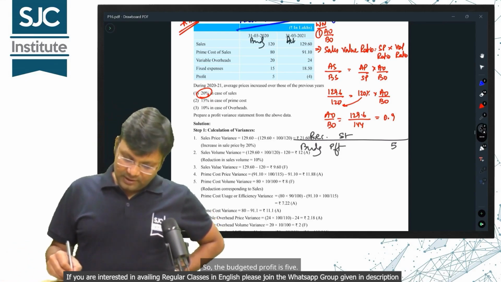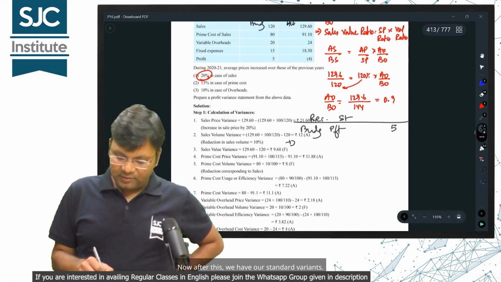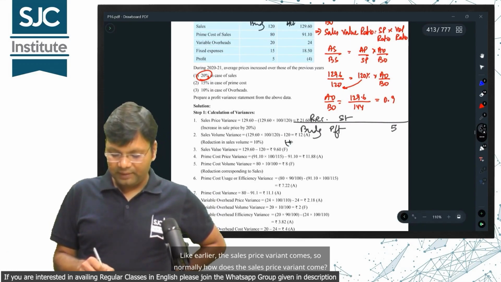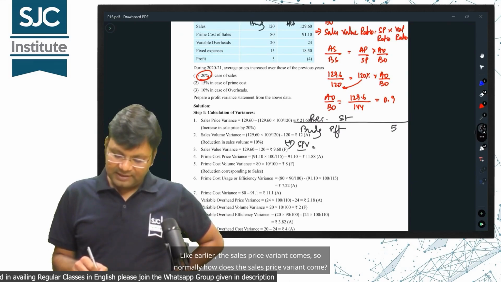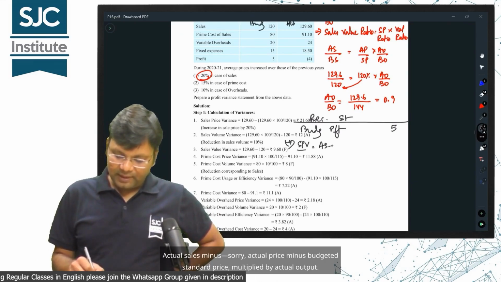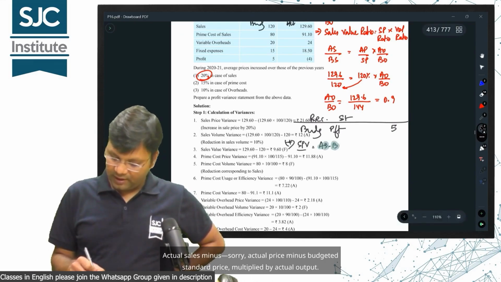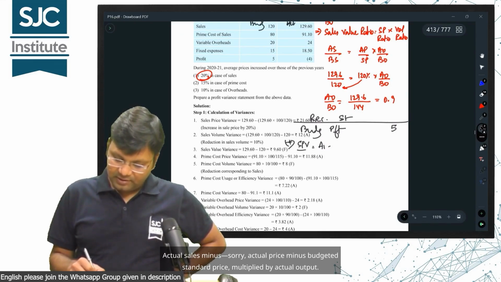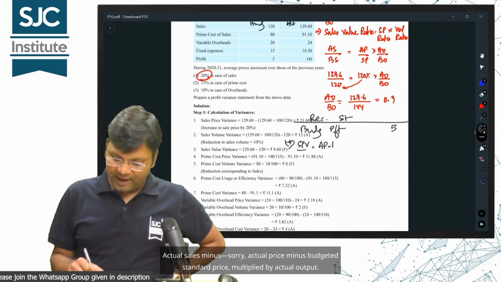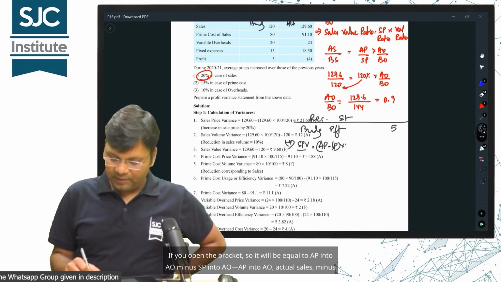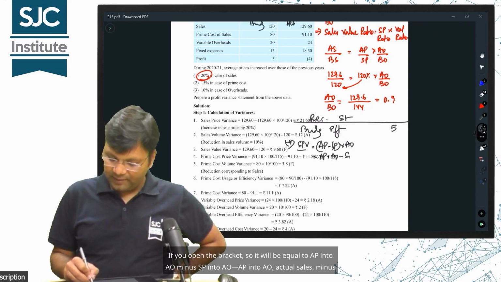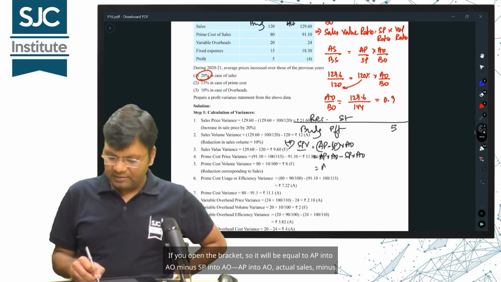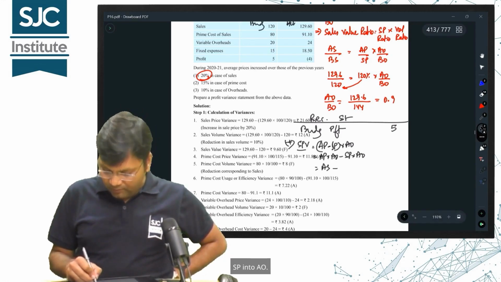So, the budgeted profit is 5. Now after this, we have our standard variance. Like earlier, the sales price variance comes, so normally how does the sales price variance come? Actual price minus budgeted standard price multiplied by actual output. If you open the bracket, it will be equal to AP into AU minus SP into AU. AP into AU, actual sales, minus SP into AU.